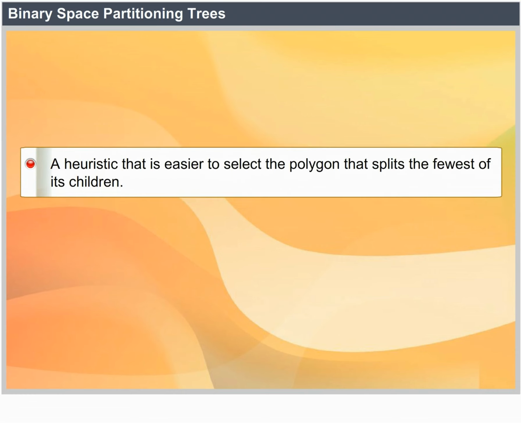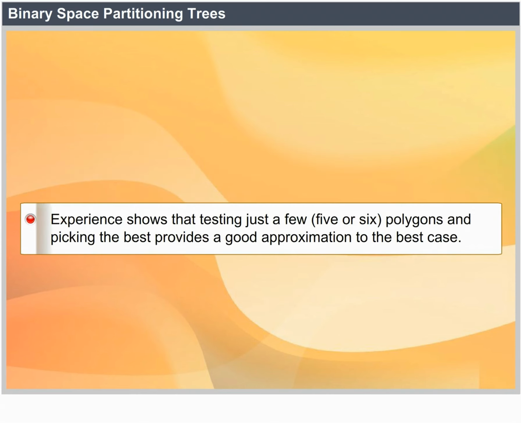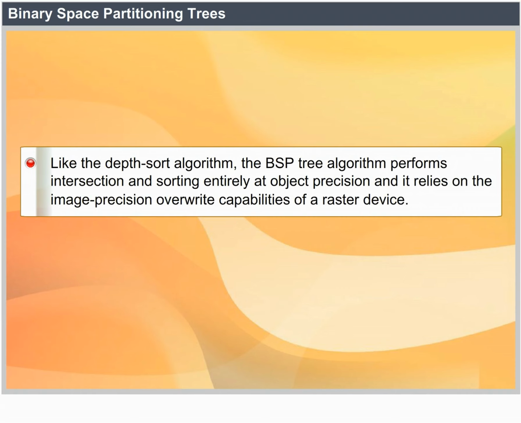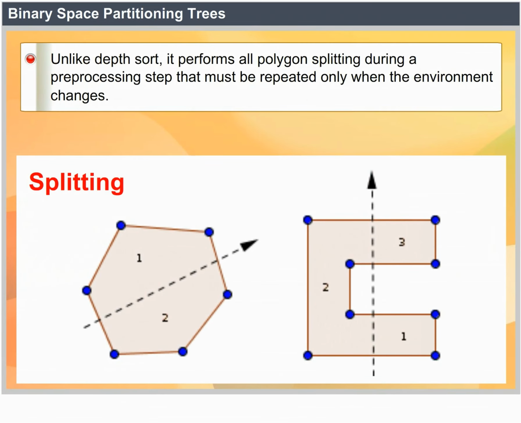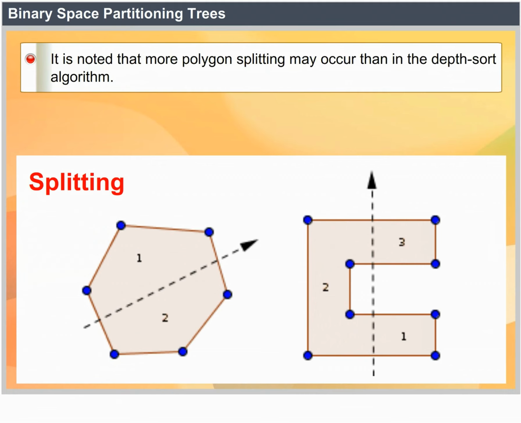A heuristic that is easier to satisfy is to select the polygon that splits the fewest of its children. Experience shows that testing just a few, 5 or 6 polygons, and picking the best provides a good approximation to the best case. Like the depth sort algorithm, the BSP tree algorithm performs intersection and sorting entirely at object precision, and relies on the image precision overwrite capabilities of a raster device. Unlike depth sort, it performs all polygon splitting during a preprocessing step that must be repeated only when the environment changes. Note that more polygon splitting may occur than in the depth sort algorithm.